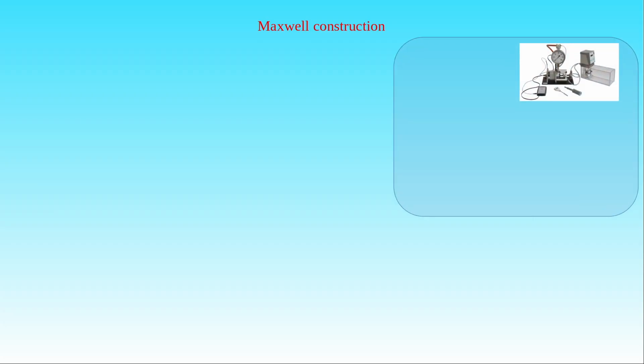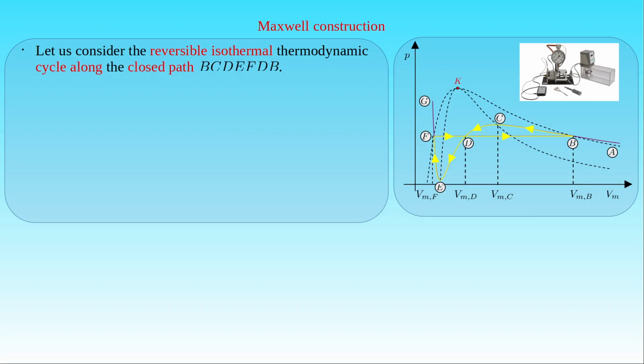After presenting Maxwell's arguments for the graphical method, we discuss how to apply them for a real thermodynamic system, for example a gas in the measuring cell of a critical point apparatus. Here the system is the medium in the measuring cell, and its surroundings consist of the water chamber containing the cell with the thermostat serving as a heat bath, and the mechanics changing the volume of the cell. Let us consider the reversible isothermal thermodynamic cycle for the medium along the closed path B, C, D, E, F, D and B used in the Maxwell construction.